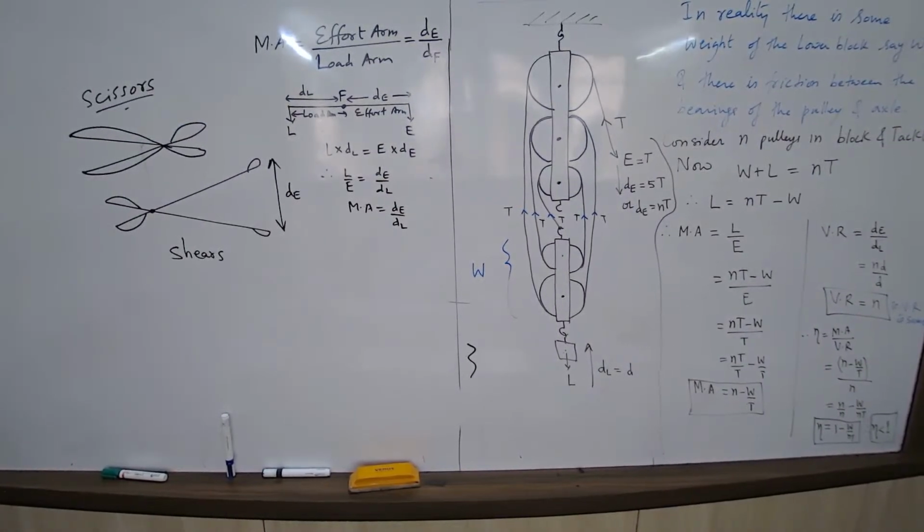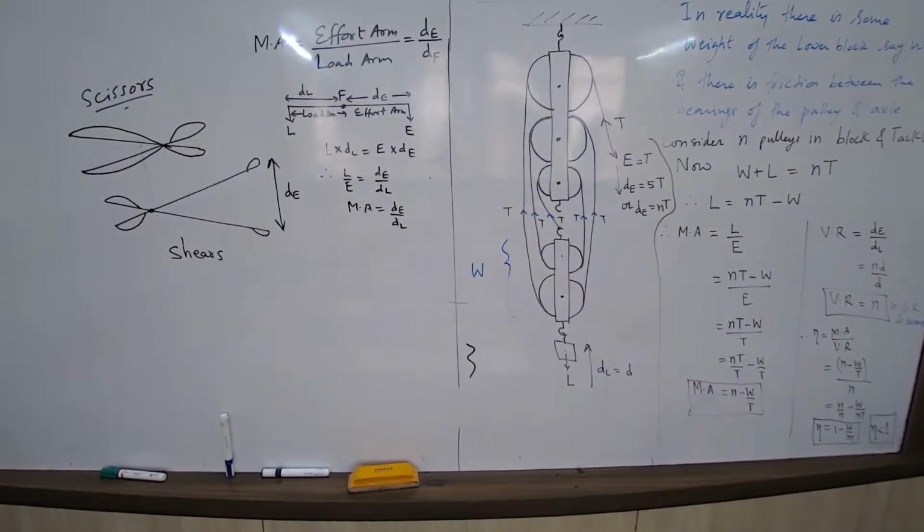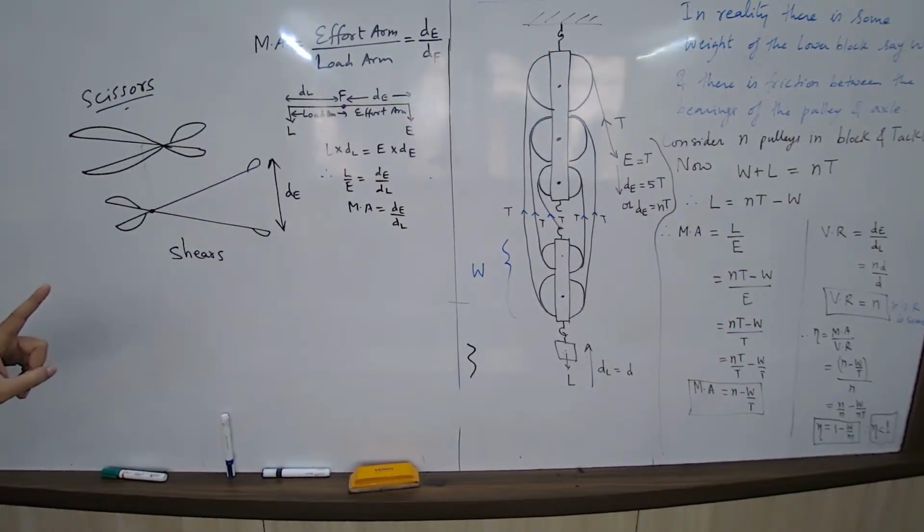Velocity is rate of change of displacement. So what will DE be? Displacement of effort. Is this DE the same? This DE is effort arm. It is not displacement of effort. Understood? This is the difference in the definitions of velocity ratio and mechanical advantage of a machine.